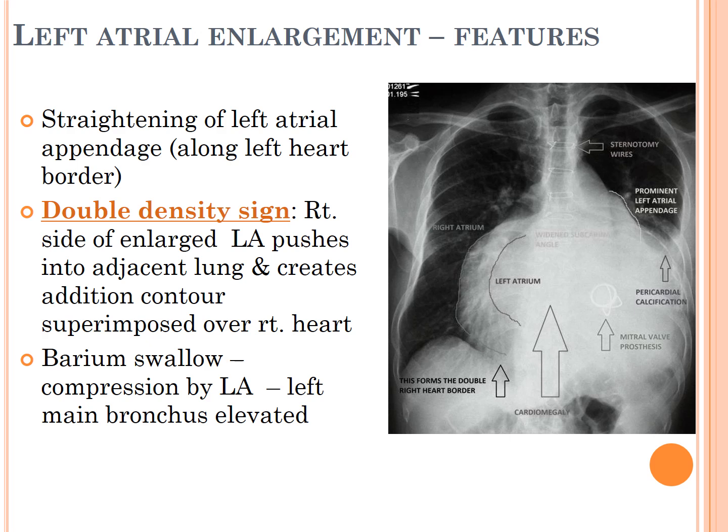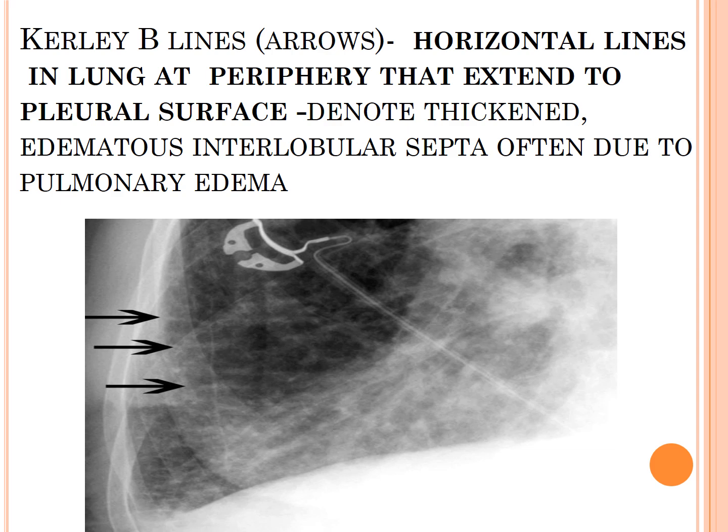If you take a barium swallow X-ray, you can see the left main bronchus a bit elevated, due to compression by the enlarged left atrium. And Kerley B lines are seen. These arrows are showing Kerley B lines. They are horizontal lines in the lung at the periphery that extend to the pleural surface. They denote thickened edematous interlobular septa, due to the pulmonary edema which occurs in mitral stenosis.